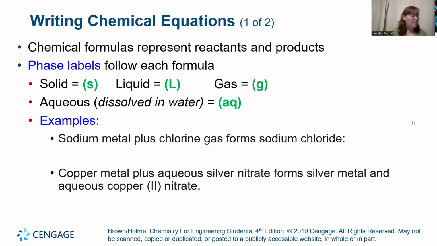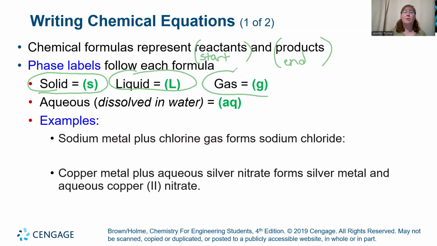Now, when we're writing chemical equations, chemical formulas represent reactants and products. And one way to look at this is that your reactants are what you start with. Okay. And products are what you end with. All right. And the phase labels for each of those, a solid is marked as an S, a liquid is marked as L, gas is marked with a G, and aqueous or dissolved in water is an AQ. You'll see me write this with a Q. We'll have a little tail.